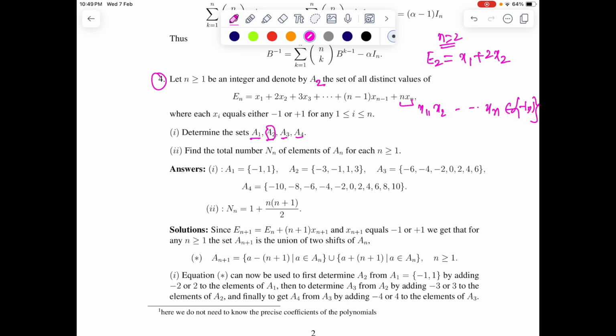So A2 is x1 plus 2x2 for n equals 2. Now x1 and x2 can take minus 1 or plus 1. So we have only 4 possibilities: (minus 1, 1), (minus 1, minus 1), (1, 1), and (1, minus 1). And that gives how many distinct values? So we have minus 1 from the first, 3 from the second, minus 3 from the third, and 1 from the fourth.